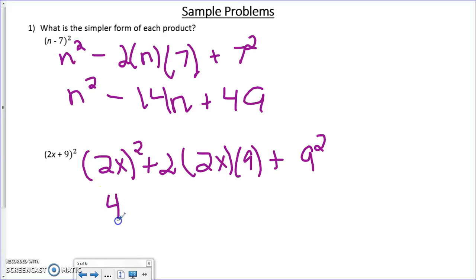So that's 4x squared plus 2x times 9 is 18x. 18x times 2 is 36x plus 9 squared is 81.